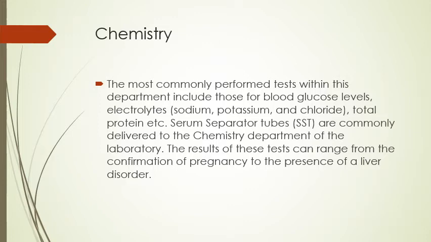You're going to see blood glucose levels, electrolytes, total protein. The serum separator tubes, the SST tubes, are commonly delivered to the chemistry department of the laboratory. These tests can range from the confirmation of pregnancy to the presence of a liver disorder. So there's a wide range that you can see in the chemistry section.